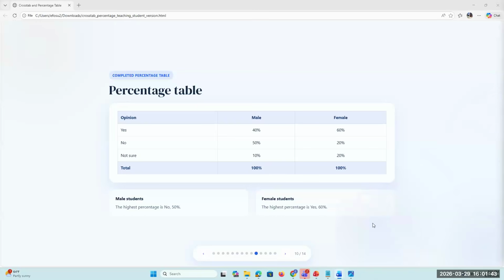In this instance, over here, the highest male score was what? The highest percentage for no was what? In the table, the highest percentage for no was what? Was 50. 50%. It's a percentage, yes, so you have to bring the percentage. The lowest for not sure was what? 10%. Okay. Then the lowest for no was what?